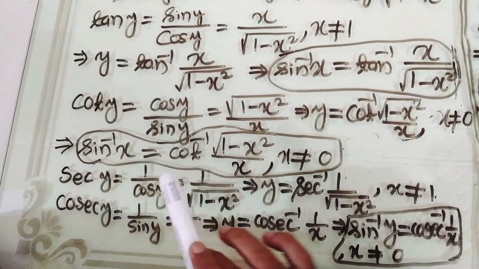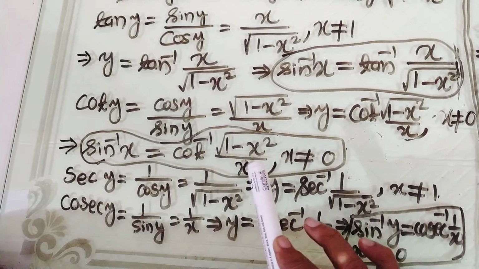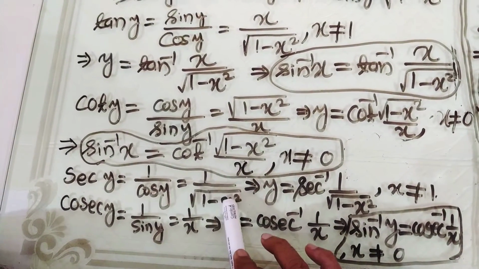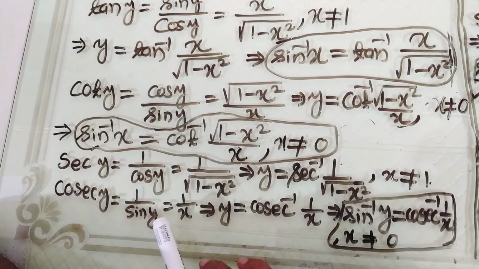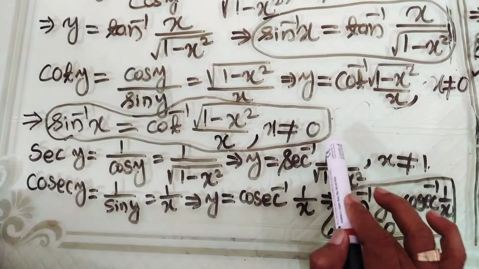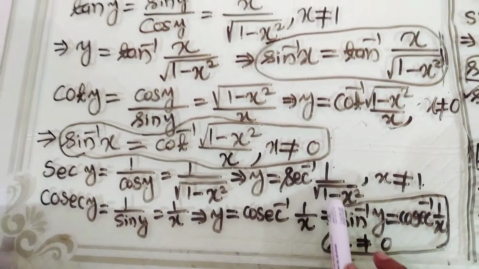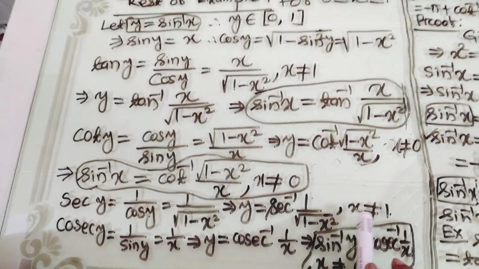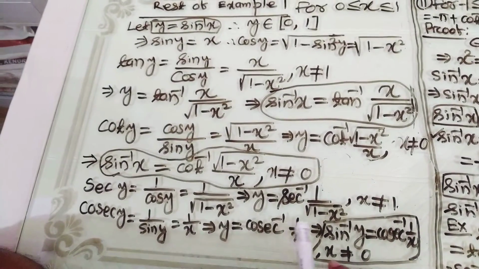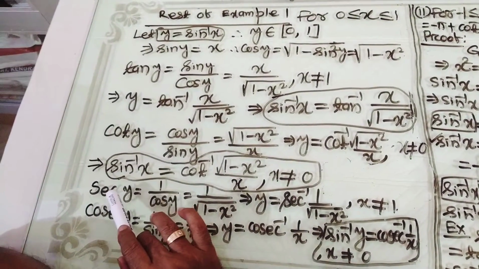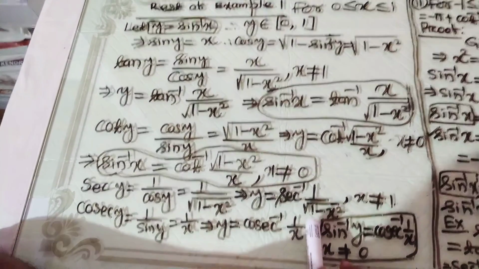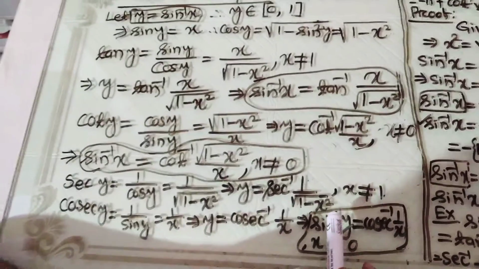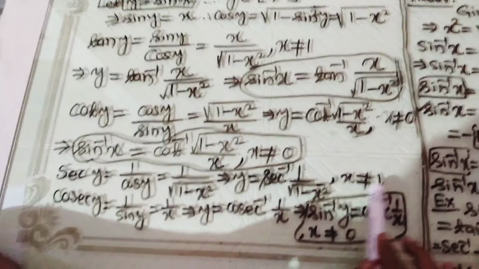Again, sec y is equal to 1 by cos y, which is 1 by root over 1 minus x square. So y is equal to sec inverse 1 by root over 1 minus x square, where x is not equal to 1. The value of y, sin inverse x, is equal to sec inverse 1 by root over 1 minus x square, where x is not equal to 1.